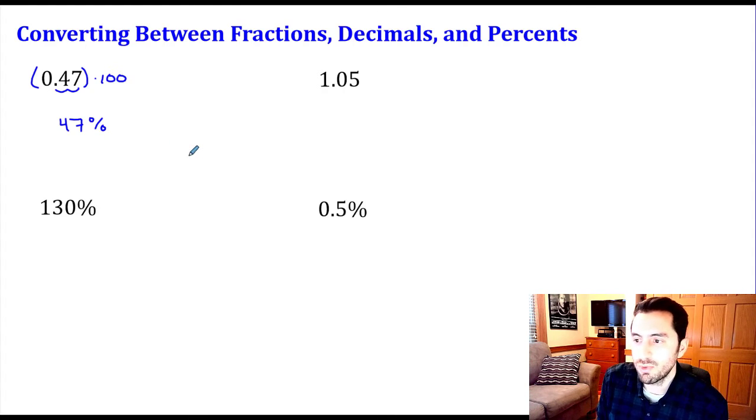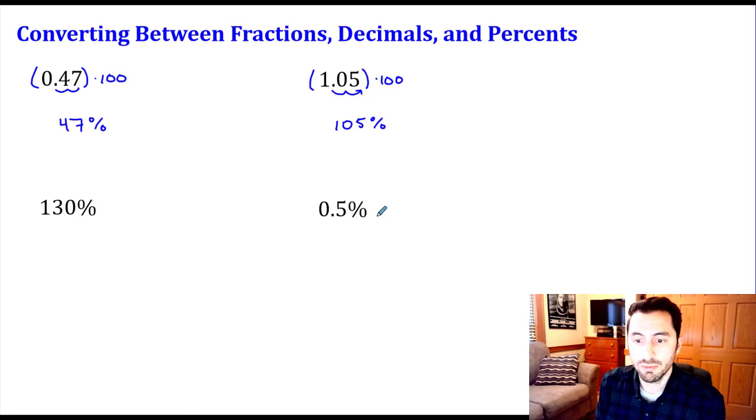To go through that process one more time, I have 1.05. So if I want to write this as a percent, we'll multiply by 100. That's the same as moving the decimal spot 2 spots to the right. So we end up with 105%.